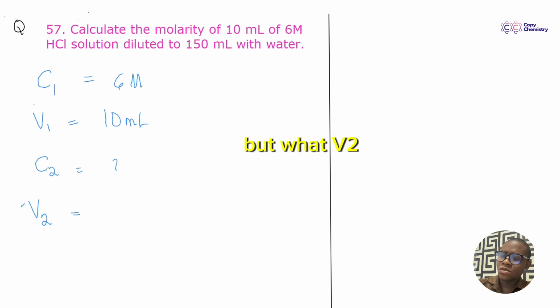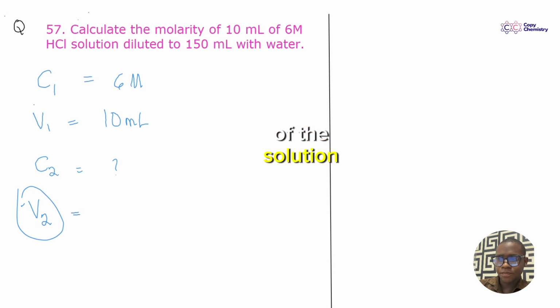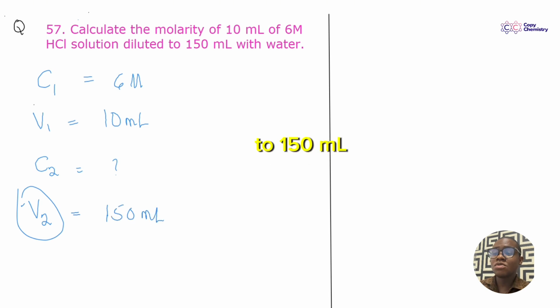Alright, but what V2 stands for is the final volume of the solution. Okay, it's not the volume of the water added, it's the final volume of the solution. So this is very important, and that's why you're in class today. Alright, so that's the volume of the solution there, 150 ml. They said it was diluted to 150. That's what I'm looking at here.